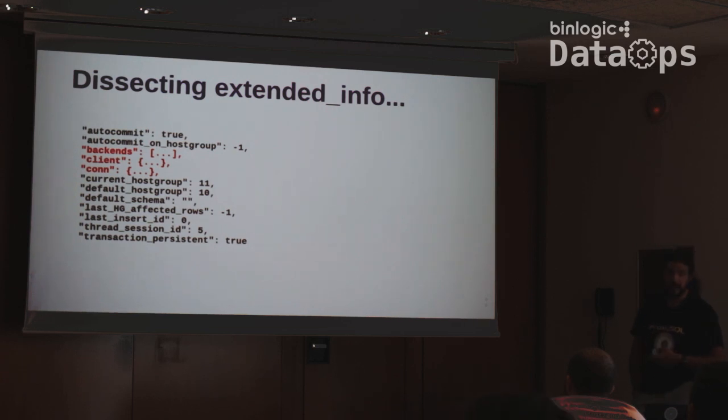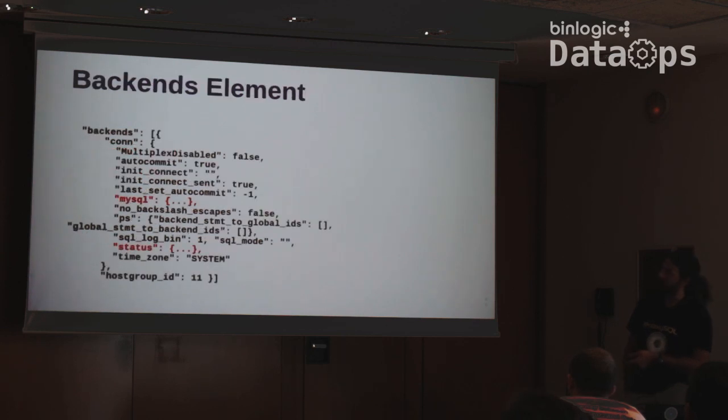Those are all internal values which normally were not possible to extract until this version, post 2.0.4. You also have some elements that are expanded further, like backend, client, and connection. Specifically, here we have information about the backend. This is actually an array, so for every backend you have a connection. It specifies if multiplexing was disabled, if autocommit is on or off, if there was any init connect sent, and so on.